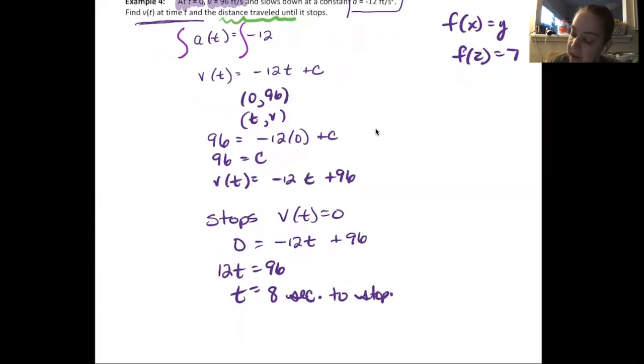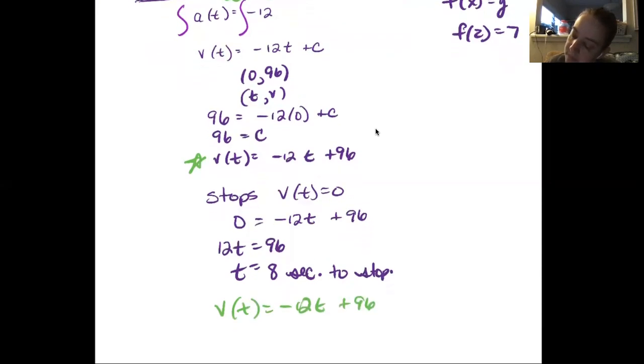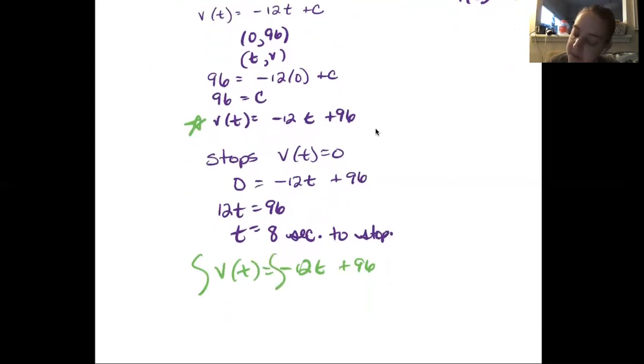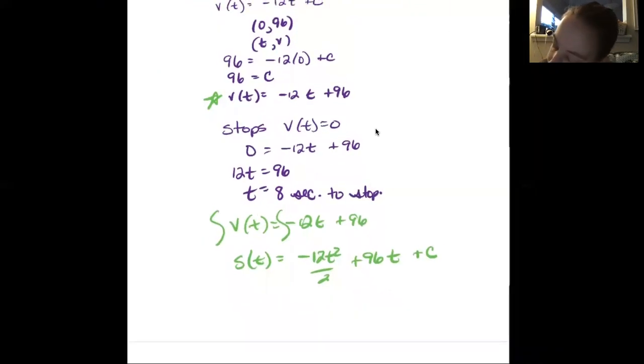So let's revisit this velocity equation back here. So V of t is equal to negative 12t plus 96. If we integrate this, the integral of velocity is position. So S of t is equal to negative 12t squared over 2 plus 96t plus what goes on the end, plus c. Good. So S of t is equal to negative 6t squared plus 96t plus c.